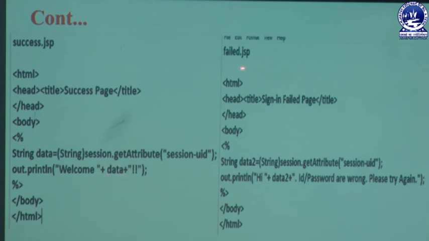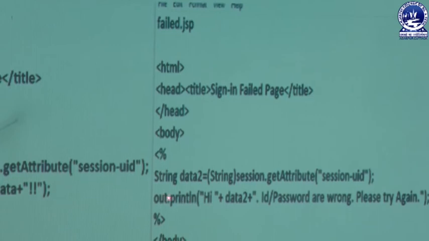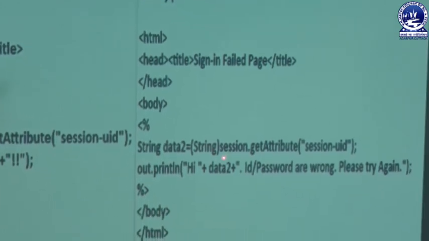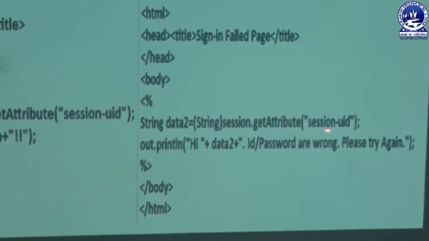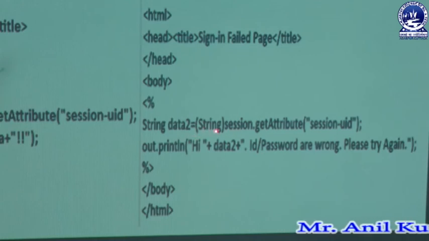In the failed.jsp page, we print our HTML, then the head section with the title "sign in failed". If you are not an authenticated user, then you get this page. Then your body section starts. In that body section we have two statements: String data2, which is also defined with session.getAttribute, known as session UID. Then the string is a typecasting type parameter.